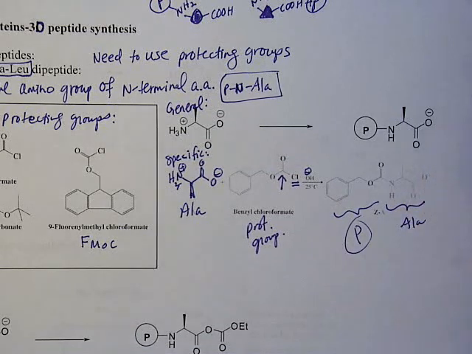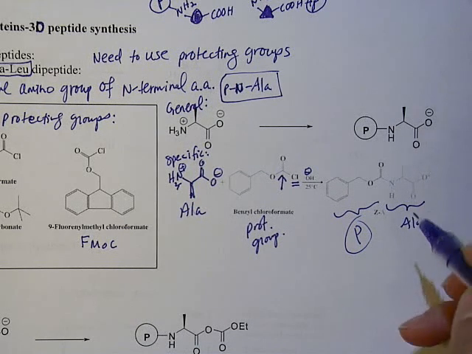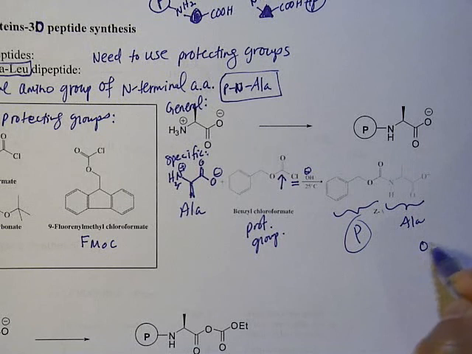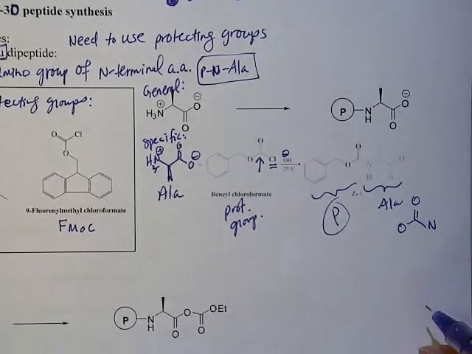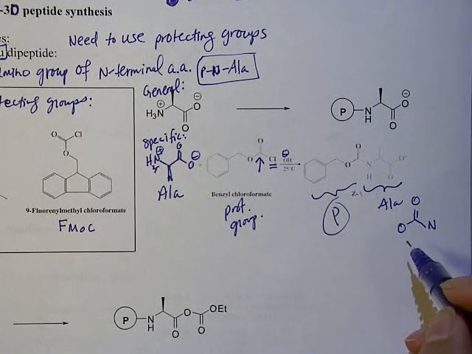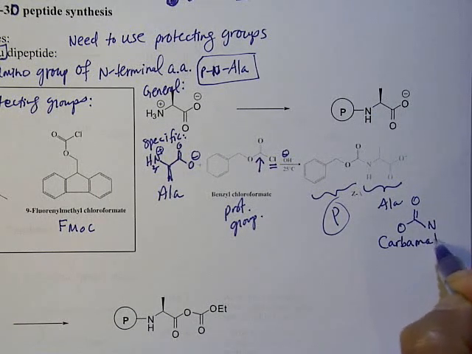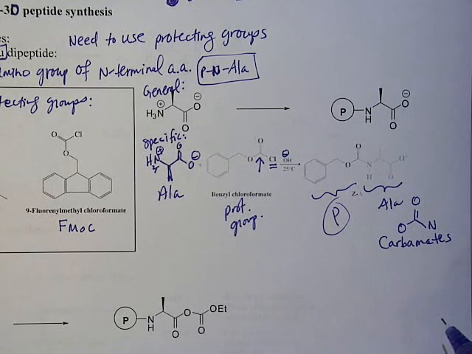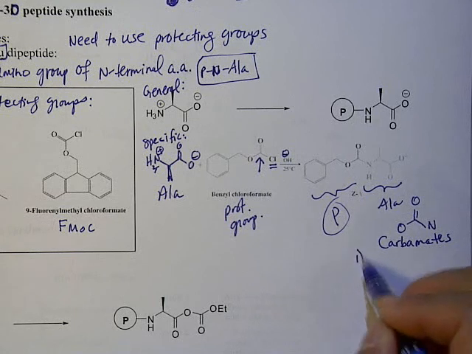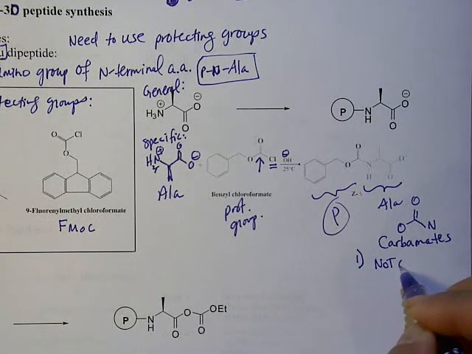And what you've made is a new functional group that you haven't seen yet. It's basically an O double bonded and then N. So it's neither an amide nor an ester. It's a combo of the two. And these are called carbamates. And this functional group is often used as a protecting group for amine because it is not an amine, not an amide.